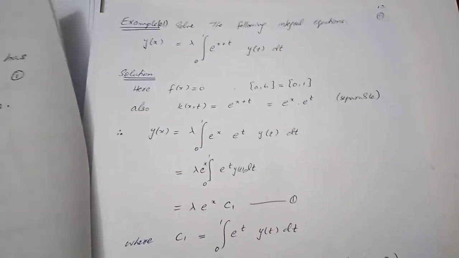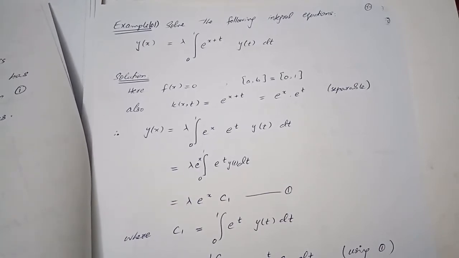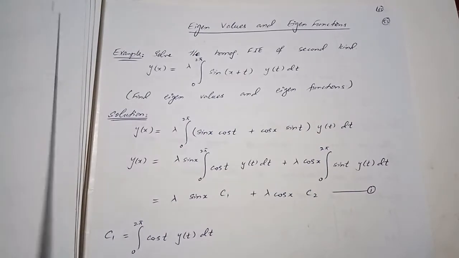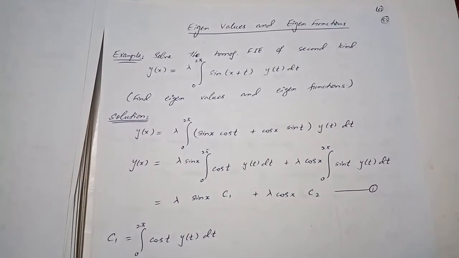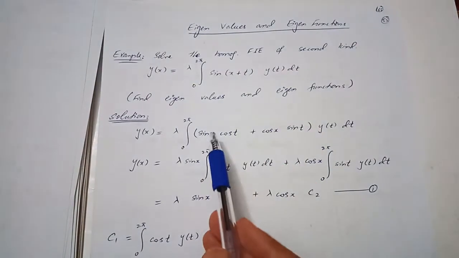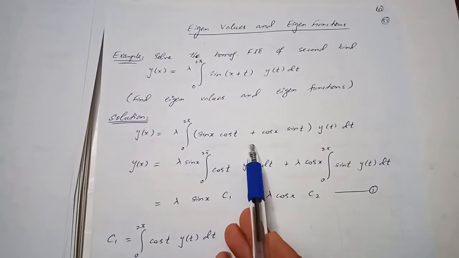We did in the last lecture how we can solve the integral equation if it has a separable or degenerate kernel. Right now we're going to find the eigenvalues and eigenfunctions of the given integral equation. First, you have to check whether the kernel is separable or degenerate. You can see that sin(x + t) can be split as sin x cos t + cos x sin t. I have used the trigonometric identity here.